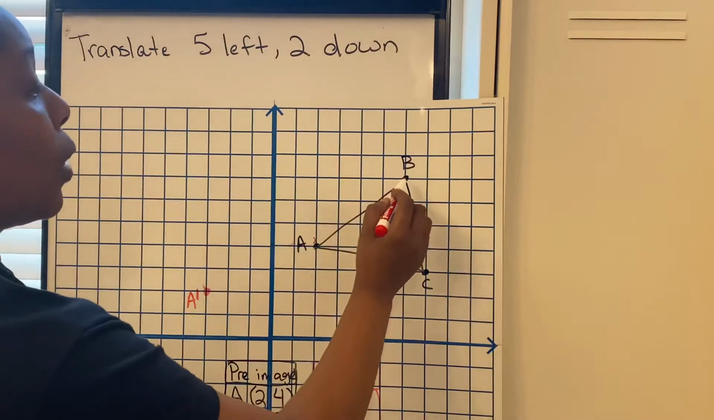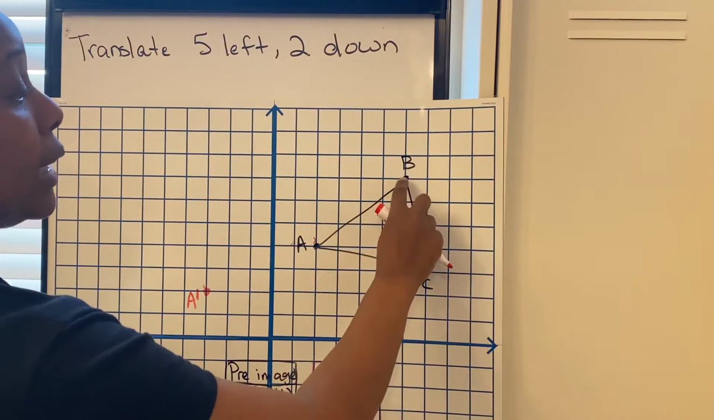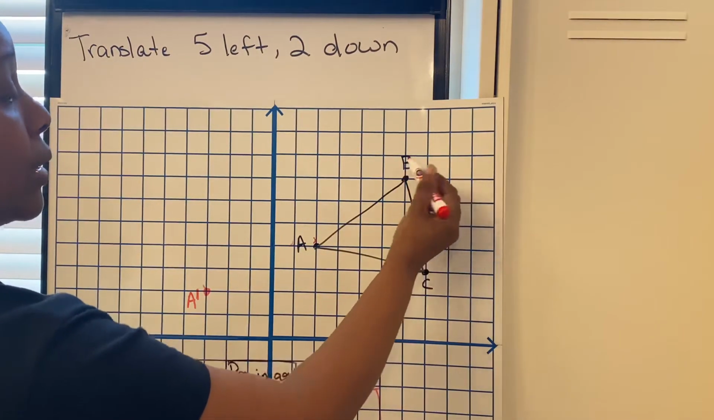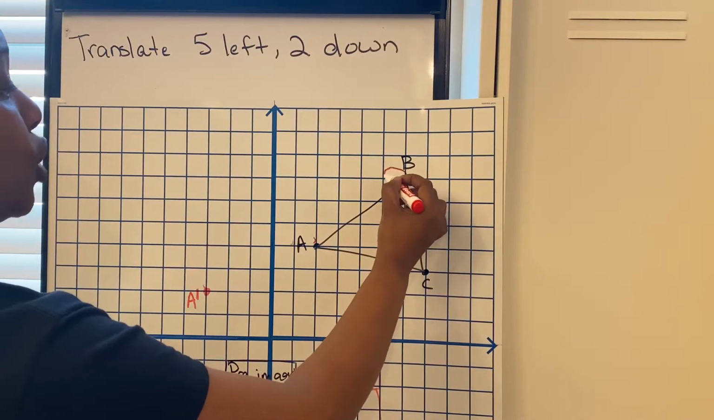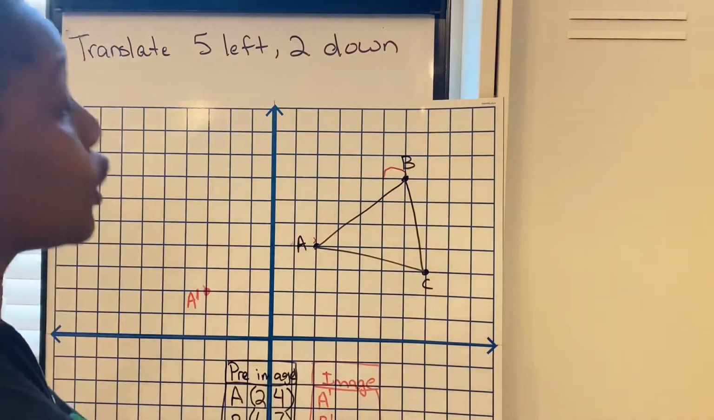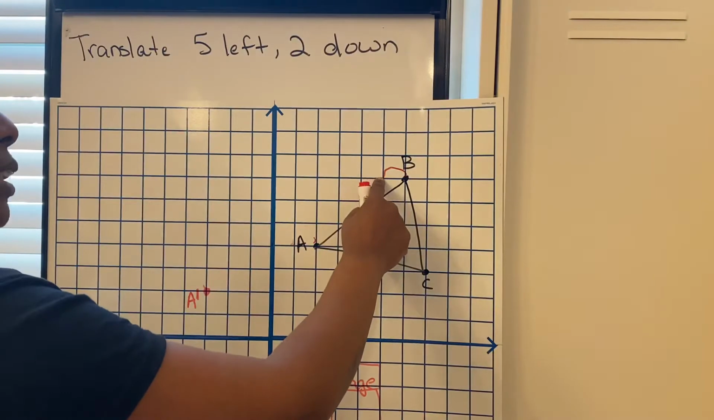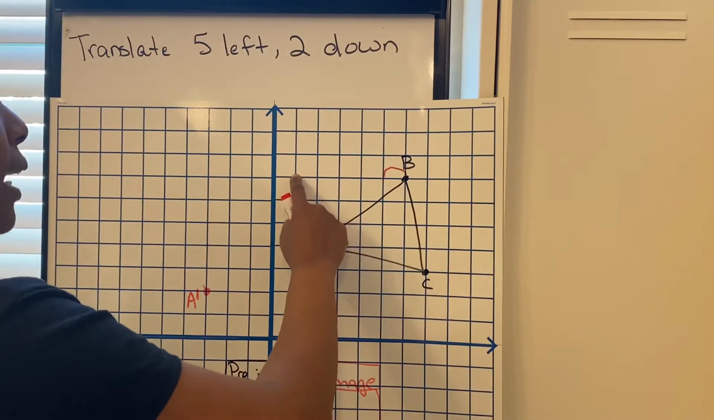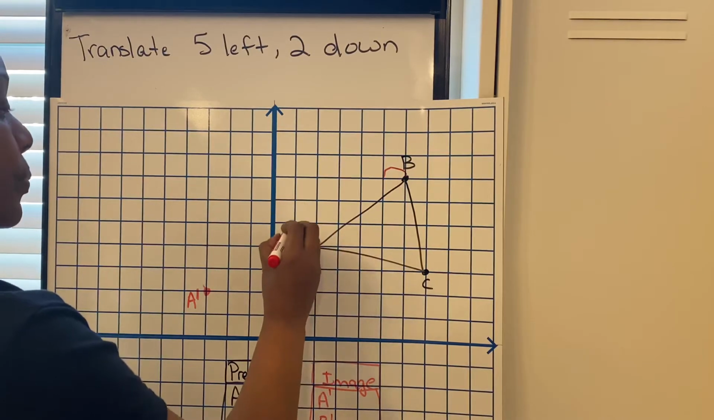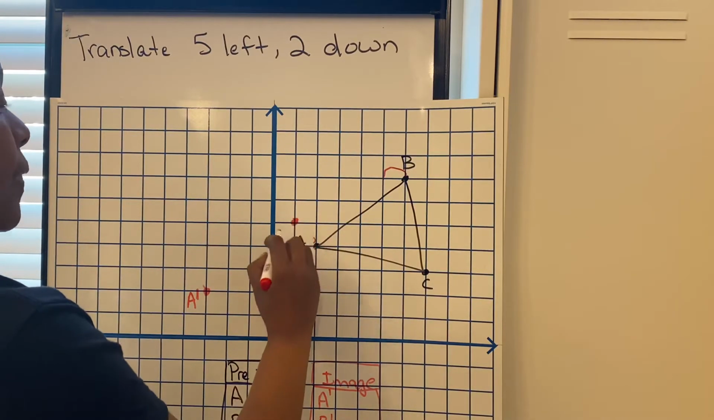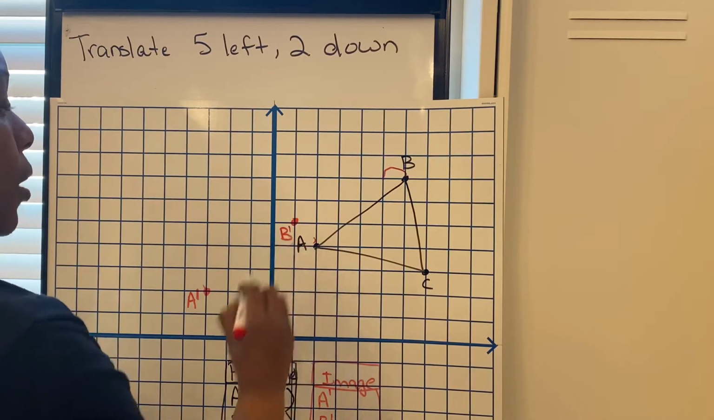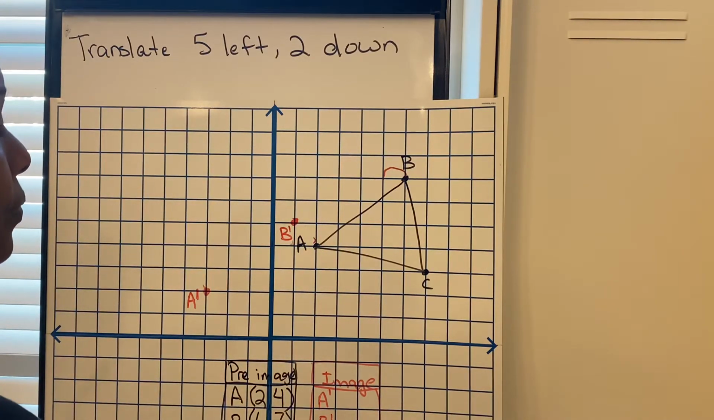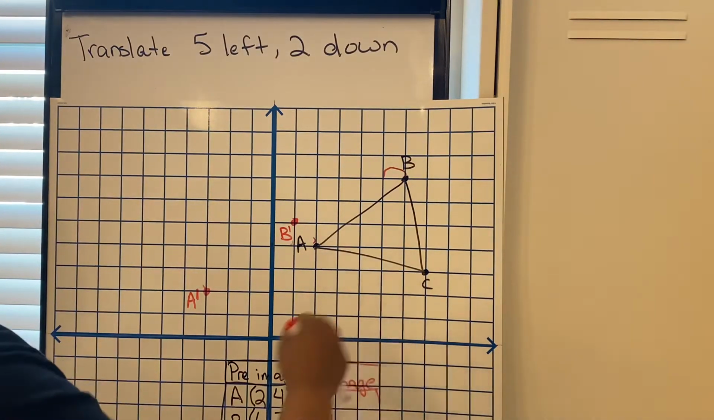Now, one thing I don't want you to do is start counting 1 at the point. 1 is not at the point. 1 is when you jump from the point. So jump from the point first, then start counting 1, 2, 3, 4, 5, then 1, 2. And that becomes my B prime. Then I'm going to do the same thing for C.